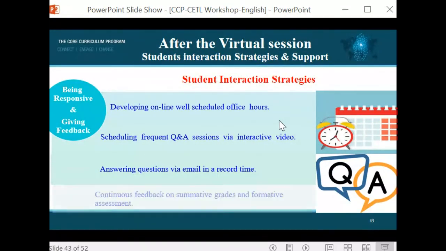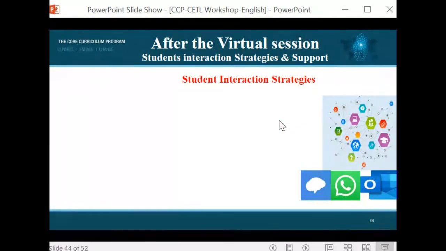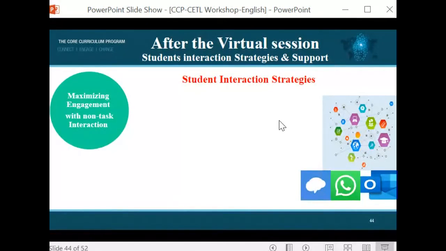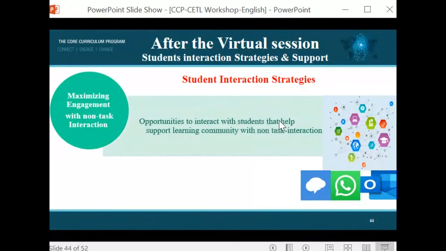Besides, it's important to give continuous feedback to students throughout the course on summative grades and formative assessments in order to show that the instructor is closely evaluating their performance. The last strategy for students' interaction is to engage them with non-task interaction by creating opportunities to interact with students that help support a learning community, using different applications such as WhatsApp, Remind, or even email.